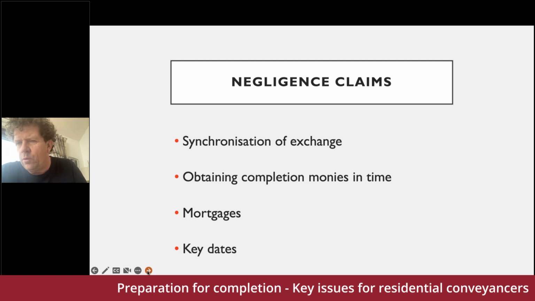If I'm using a manual paper file, I will have an actual page in that file where I'm dealing with outstanding issues and referring to outstanding issues. If I've got a case management system, my case management system will have an issues page. And what I do when I'm reviewing the file, and I'd always review the file before I exchange and before I complete, is just check to see if there are any outstanding issues and to make sure that those outstanding issues are dealt with before the next stage in the process.